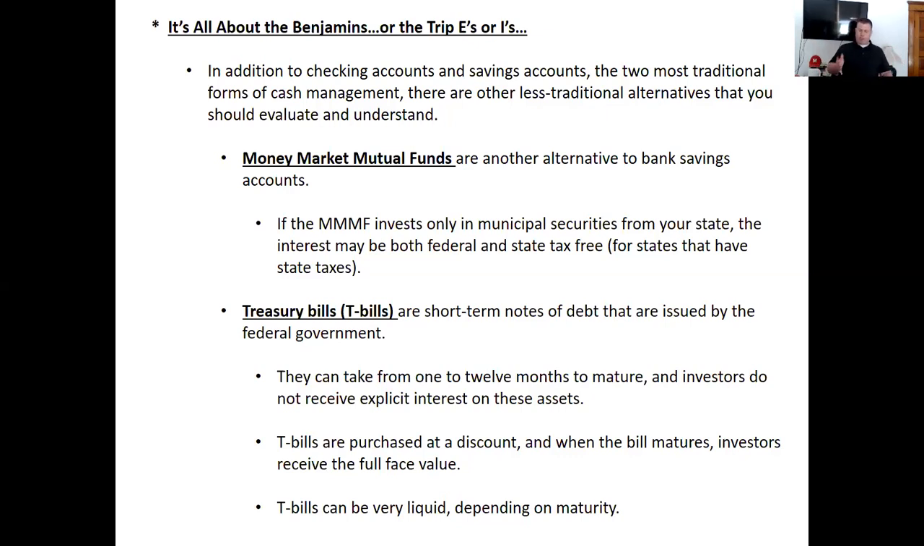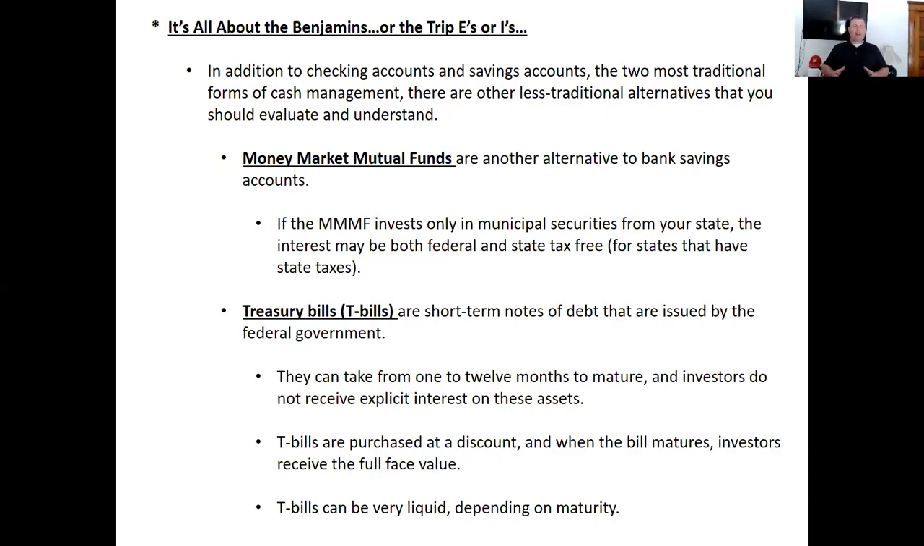So T-bills are short-term notes of debt that are issued by the federal government with the promise that they will pay you back with interest if you buy one of these. In effect, you're loaning them money. So they can take from 1 to 12 months to mature, and investors do not receive explicit interest on these assets. T-bills are purchased at a discount. In other words, you buy them for $20, they promise to pay $25. That's how much it's actually worth. And when the bill matures, investors receive the full face value.